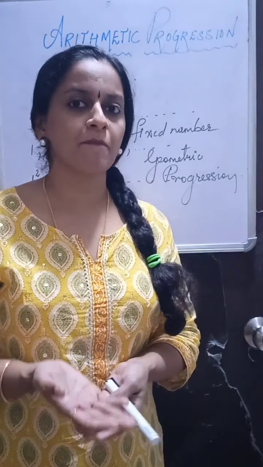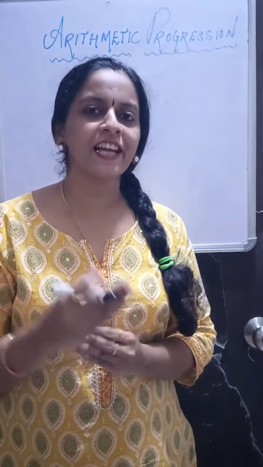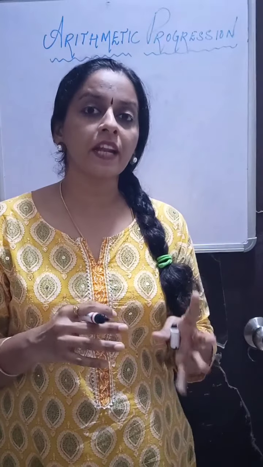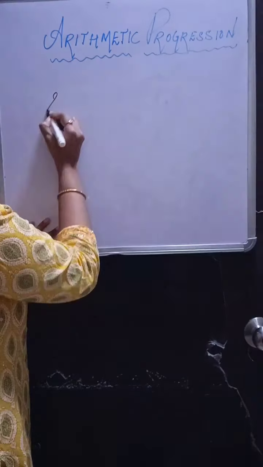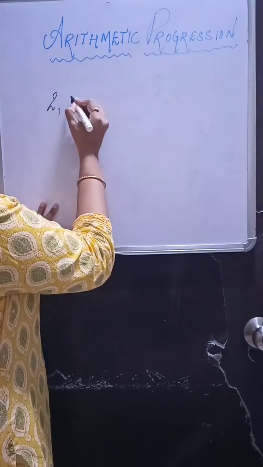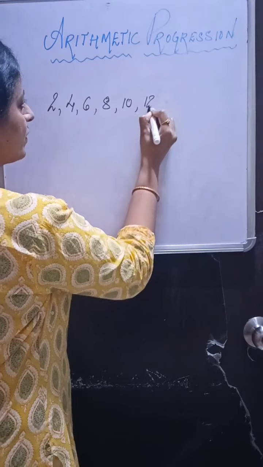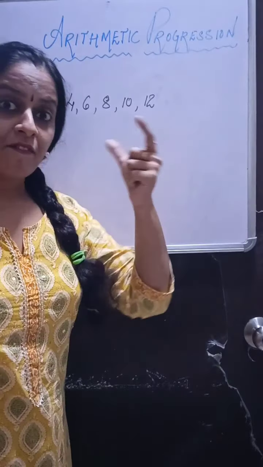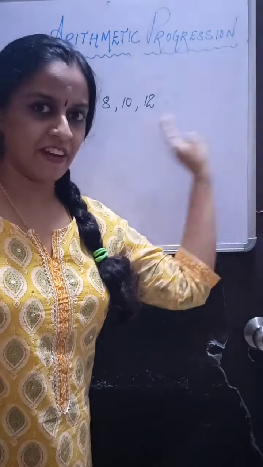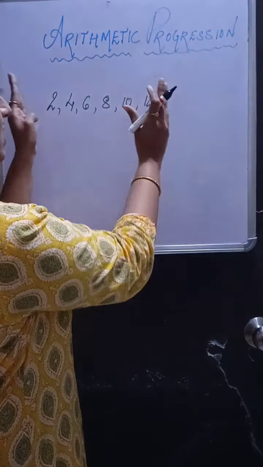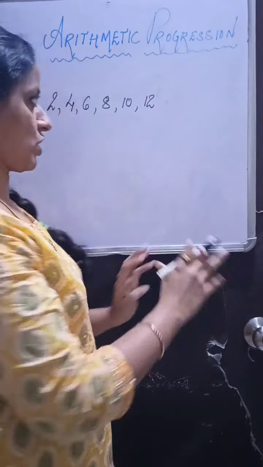So let me take another example and explain it again. Let us discuss a few more things related to arithmetic progression so that you get the definition of it clearly. I'll give you one more example. I'll go for easy numbers: 2, 4, 6, 8, 10, 12. Here, this is a finite arithmetic progression, where the numbers are finite. It is not never ending. Okay, this is a finite arithmetic progression.